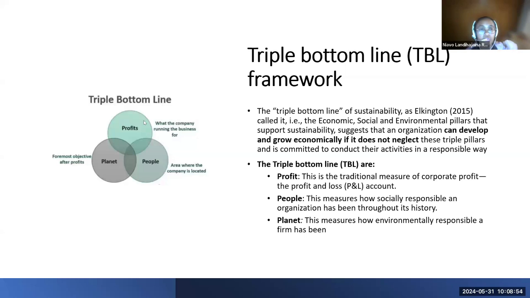There is a triple bottom line framework for sustainability practices. First, you can see in the pictures, profits, what the company is running the business for; people, the area where the company is located; and the planet, the foremost objective after profits. To maintain the sustainability practices, this triple bottom line should be maintained, and it should be developed and not neglected economically by the company.